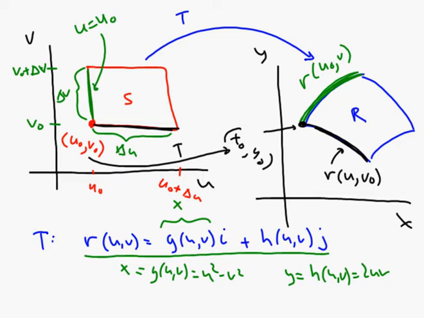Now that we've done that, we can start to do a little bit more development. Let's think about our goal here. Clearly, the area of this thing, the dA for S, is just delta V delta U. That's what it is. The question is, what's the dA over here?